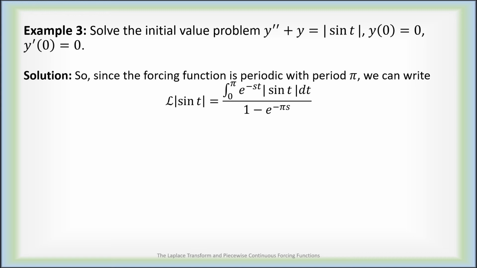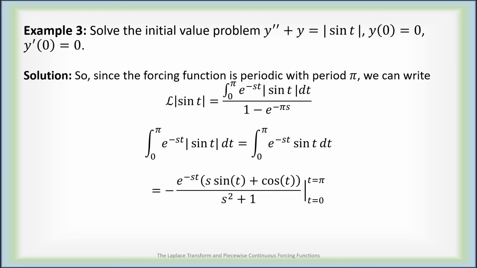The Laplace transform of this periodic function will be the integral of e to the minus st absolute value sine over one full period, 0 to pi, over 1 minus e to the negative s times the period, which is pi. So all we have to do is evaluate that integral in the numerator. Now from 0 to pi, the sine function is positive, so the absolute value is redundant. Referring to a table of integrals tells me that the integral from 0 to pi of e to the minus st sine of t dt is negative e to the minus st times s sine t plus cos t over s squared plus 1, evaluated at pi and 0.